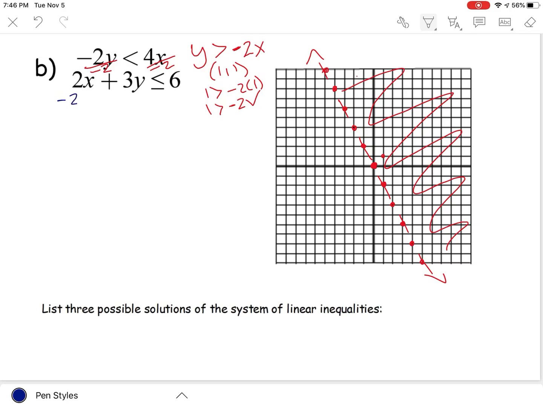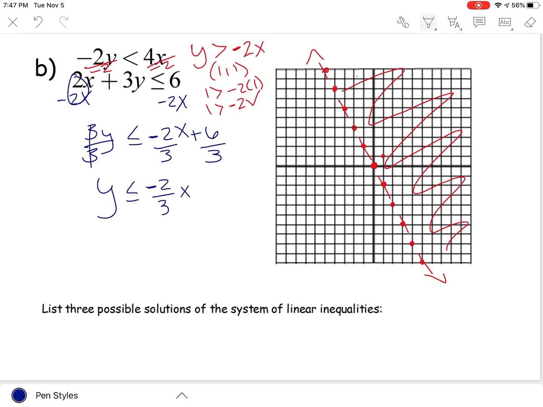2x plus 3y is less than or equal to 6. We want to solve for y, so we can subtract 2x from both sides. So we have 3y is less than or equal to negative 2x plus 6. We can divide everything by 3, so y is less than or equal to negative 2/3 x plus 2. Notice we're going to leave negative 2/3 as a fraction so we can use it as our slope. So we have a y-intercept of positive 2.